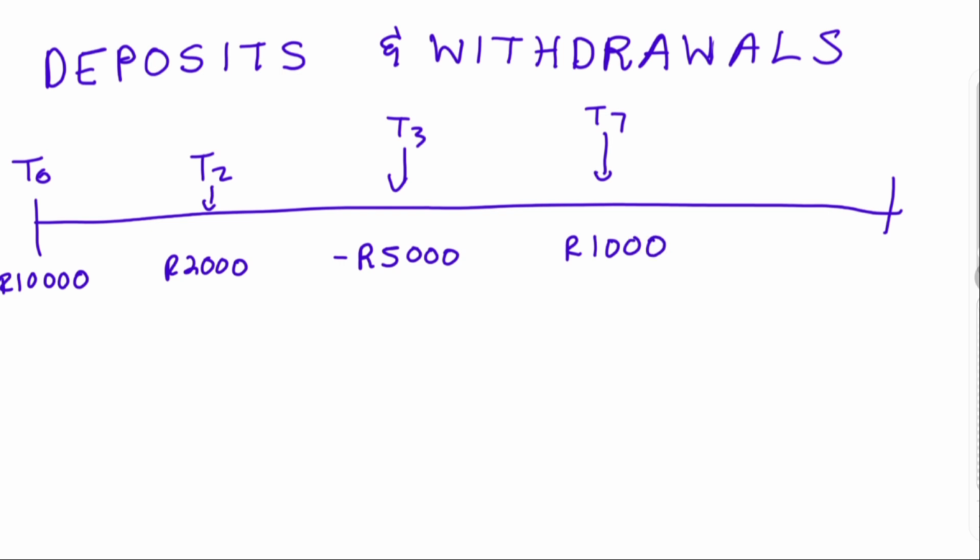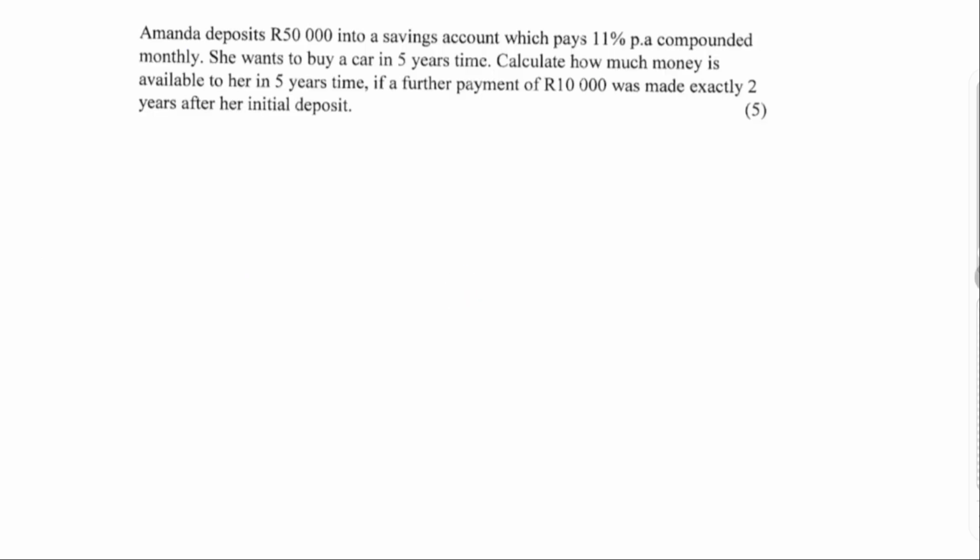And this investment is for a duration of, let's say, 12 years. So when you have a case like this, you want to treat each deposit and each withdrawal individually. And I'm going to show you an example of that right now. So here is an example.